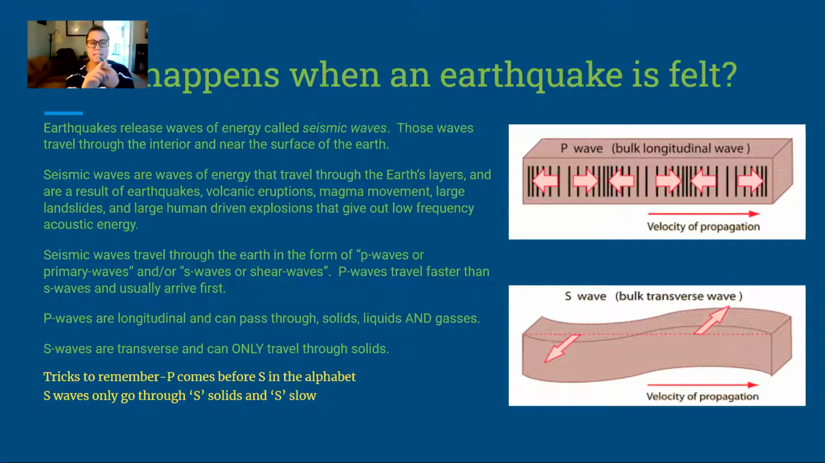A P wave, P standing for primary. Primary waves are the first waves to come through on that seismograph. Primary waves, P waves, are the waves that travel the fastest. They're primary, they travel fastest. P waves can travel through solids, liquids, and gases. So they're primary, which means they're first. They are the fastest, and they can travel through solids, liquids, and gases.